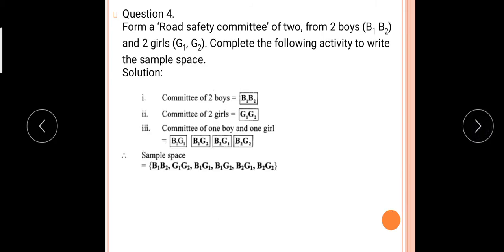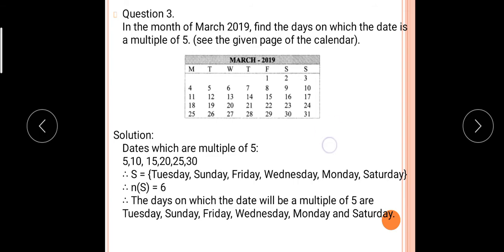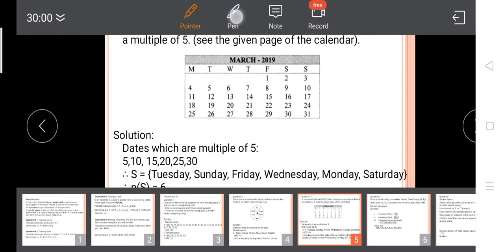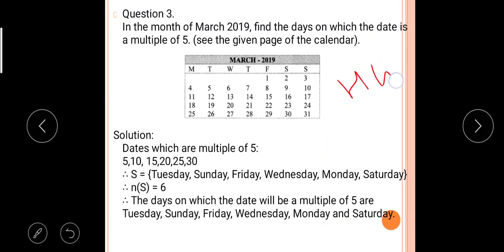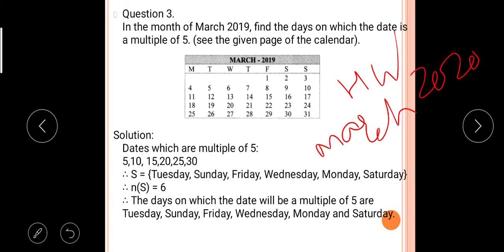Now the last question. Now see, the same question you have to do for the homework. What is the homework? Same question. Take a March 2020 calendar and send me before the session.